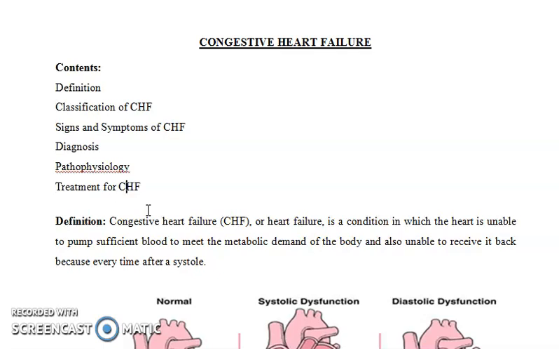Today I'll be discussing the topic of congestive heart failure. In this, we'll be discussing the definition and classification of congestive heart failure. Next, the signs and symptoms of congestive heart failure, followed by diagnosis, pathophysiology, as well as treatment of congestive heart failure. Okay, so coming to the first one, the definition of congestive heart failure.